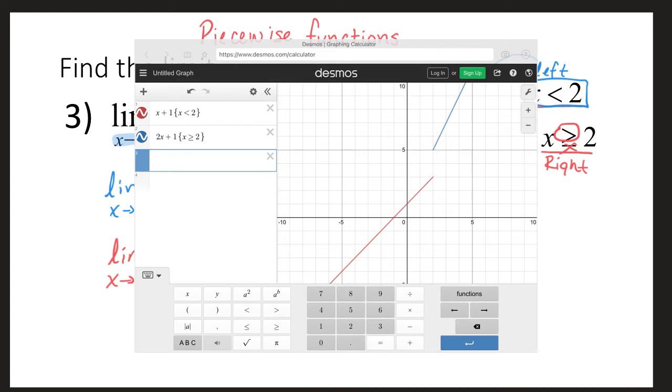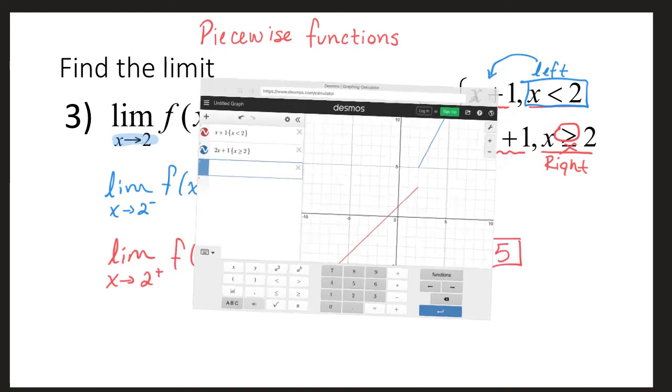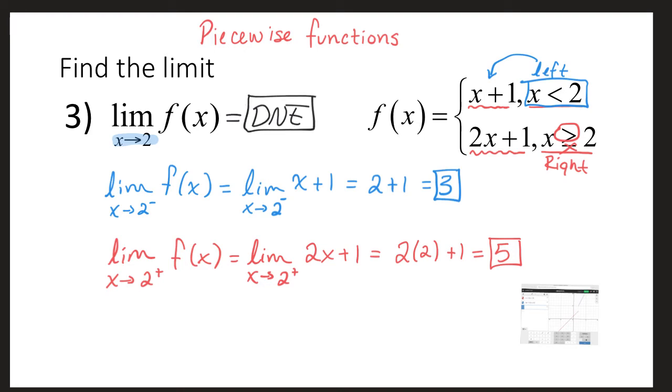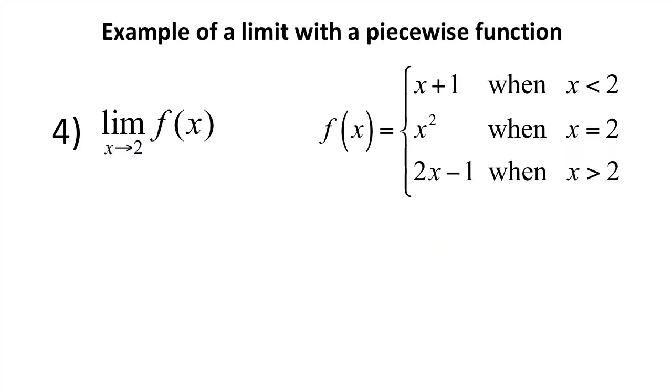And because the left and the right side are not the same, the question that we were originally asked was about the overall limit. And whenever the left and the right are not the same value, we say that the overall limit does not exist. So our final answer for our original limit as x approaches 2 is it does not exist. Pause the video and see if you can try this next one on your own.